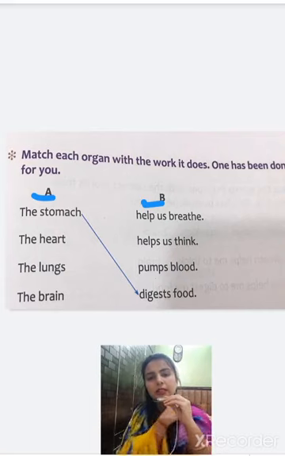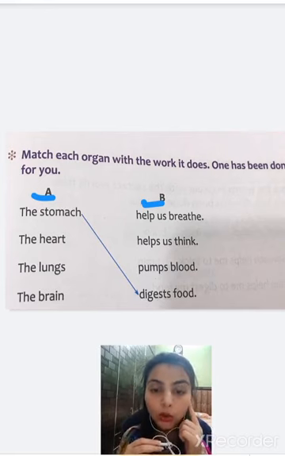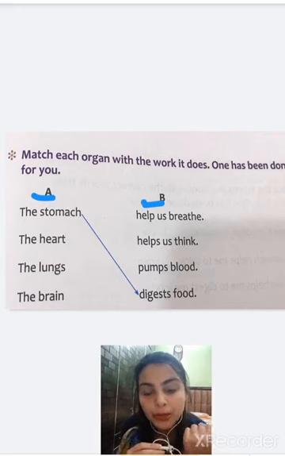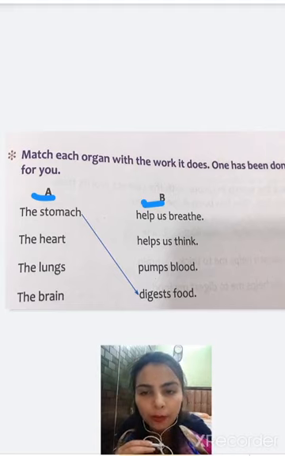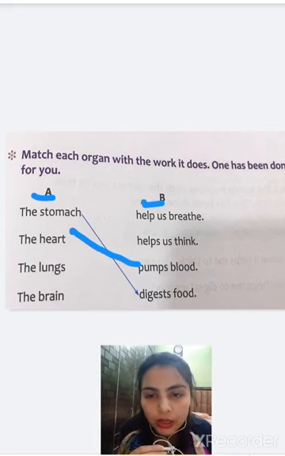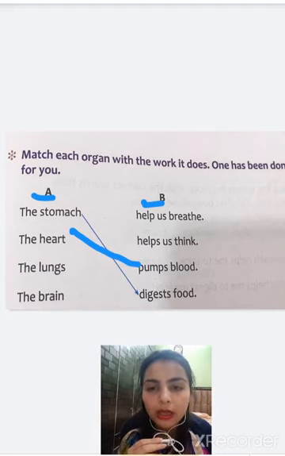Next is helps us think. Does our heart help us to think? No. Our brain helps us think. So it is not matched with the heart. Then next one, pumps blood. Yes, we read that our heart helps to pump our blood. So match the heart with the third one of B, pumps blood.